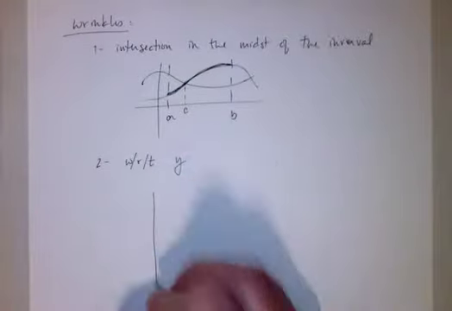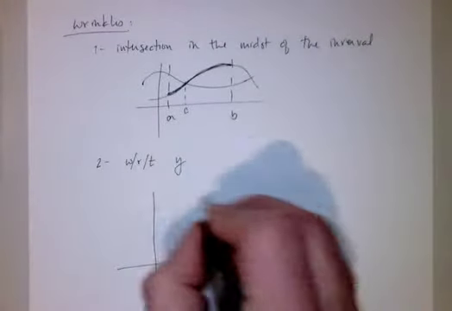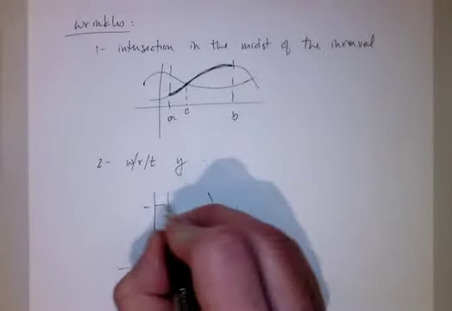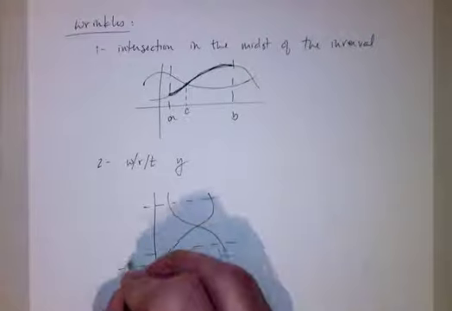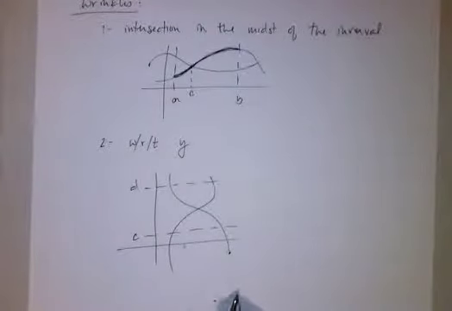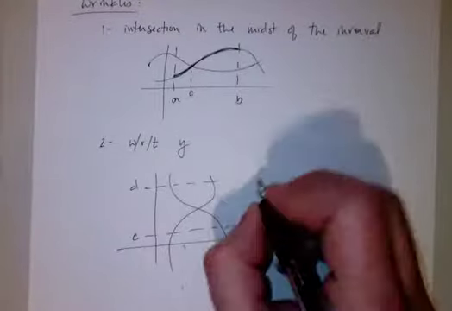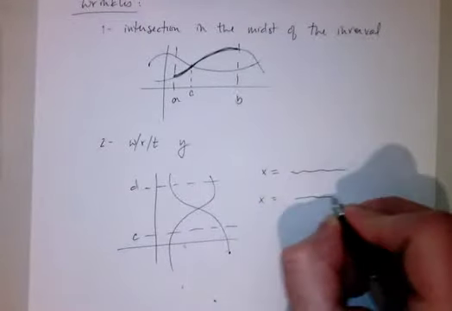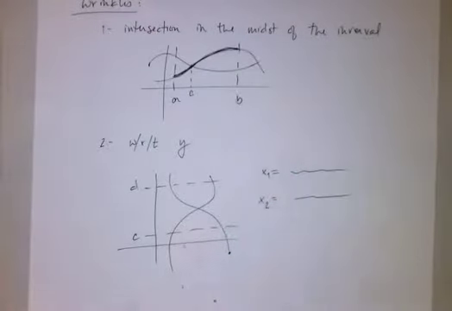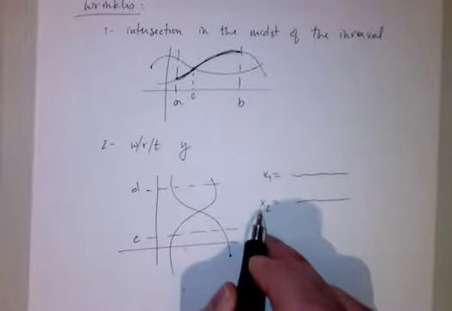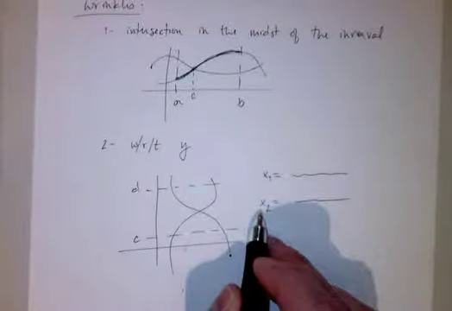The second wrinkle is that sometimes we're going to do it with respect to y. That means if I am given something like this where there's not functions, and I want to go from C to D, I need to figure it out with respect to my y variable. I would need to solve for x, x is equal to something, and use x1 and x2 instead of y1 and y2.